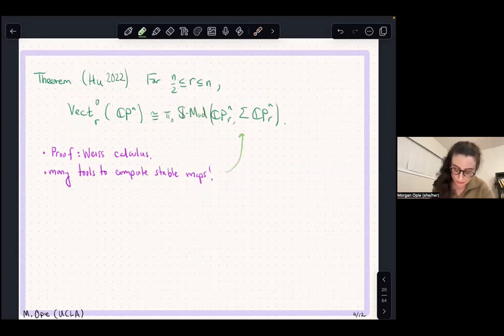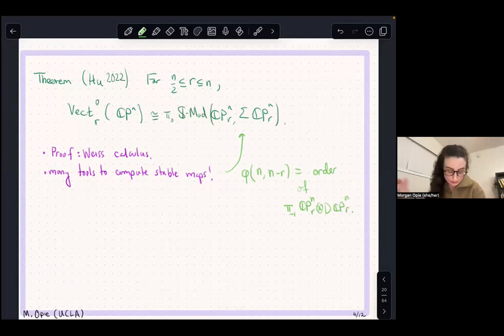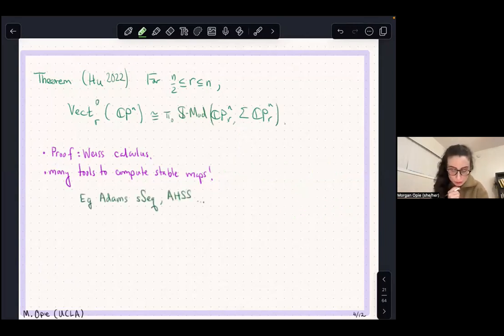So in particular, this tells me that the number phi of, I need to be a little bit careful, n minus r, is equal to the order of phi minus 1 of CP n r smashed with the dual of CP n r. And we've translated the problem of computing this number into homotopy. So there's lots of tools for computing stable maps.